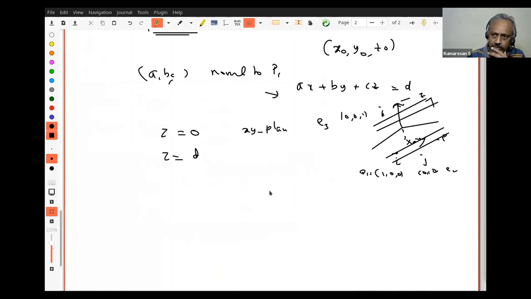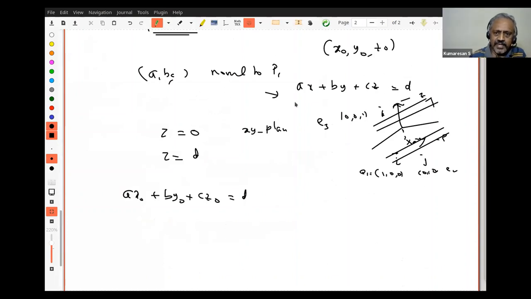And do not worry too much. Try to just follow me. After that, you can work with your algebraic manipulations. But geometrically, you can do that. So the point x naught, y naught, z naught should lie in this plane. That means a x naught plus b y naught plus c z naught must be equal to d.